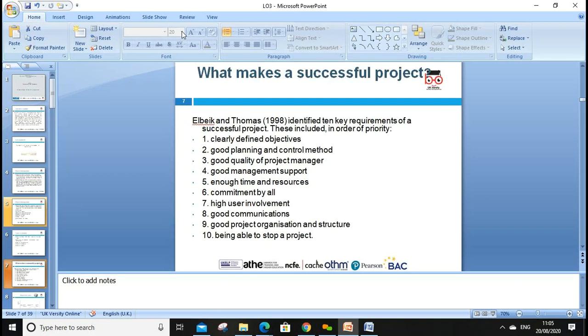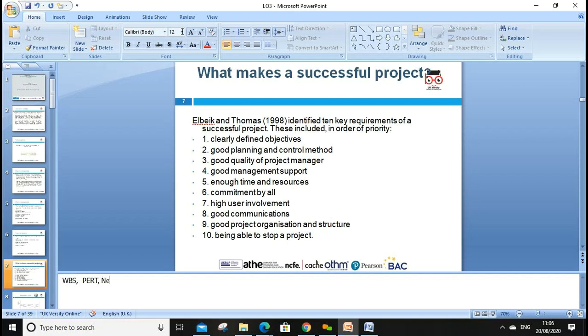Clearly define objectives, and we say SMART objectives. Apply good planning and control methods. Planning and control methods are crucial. You can look at the work breakdown structure, which we will go through with some tools. WBS is the work breakdown structure in project management. PERT is Program Evaluation Review Technique.